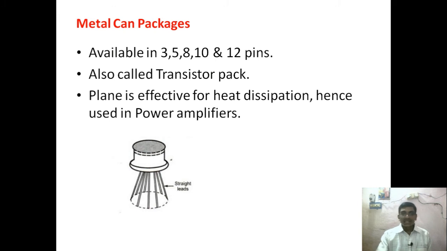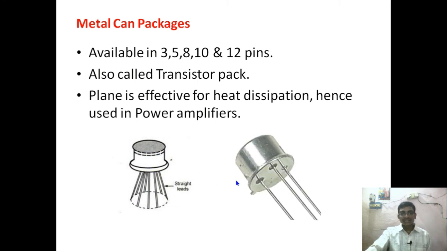So this is the diagram for the metal can ICs. See, this is called the metal can and these all are leads for the IC. So this we can see in our laboratory. Normal transistors like BC107 and 2N236 are fabricated using this package. This is the metal can transistor.